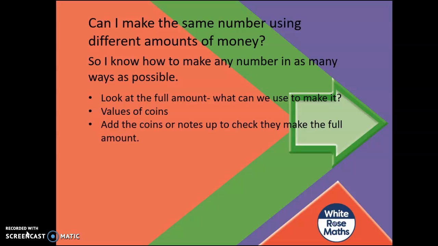So when we do this, we need to look at the full amount. What can we use to make it? What different values can we use?